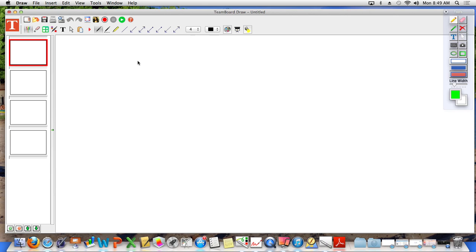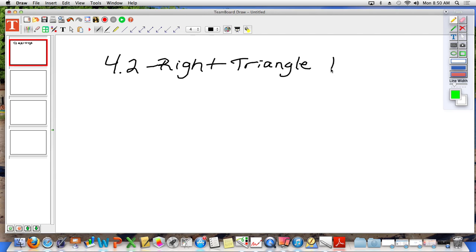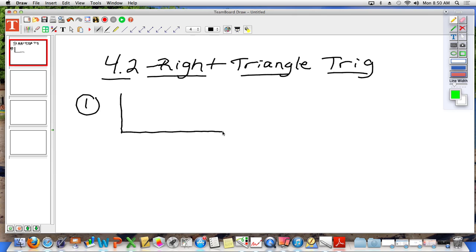We are going to solve right triangles today. So let's just label your notes 4.2. Right triangle trigonometry. Right triangle trig. And like I said, it should be review. I think I'm going to run through 3 examples for you, and then we're going to be done. So example 1, draw yourself a right triangle.